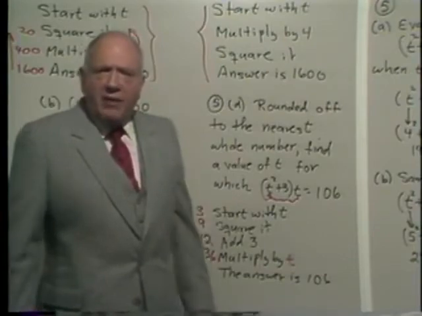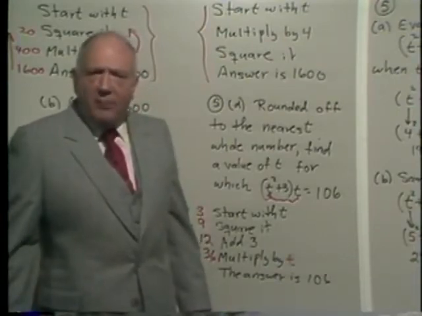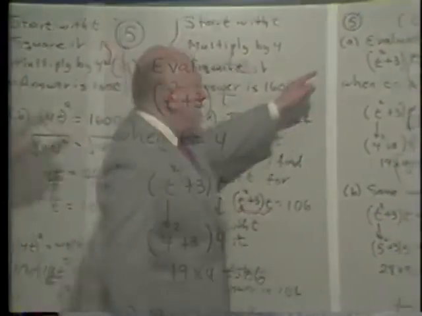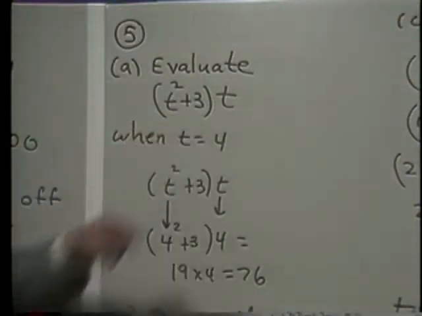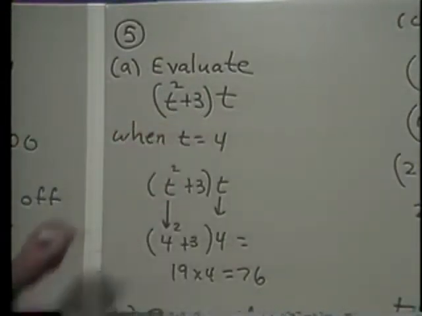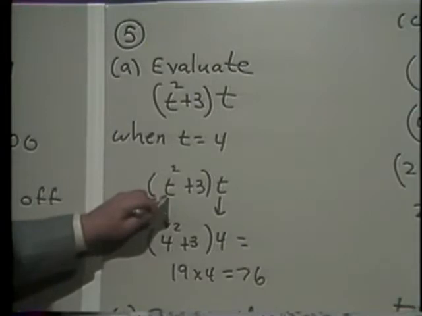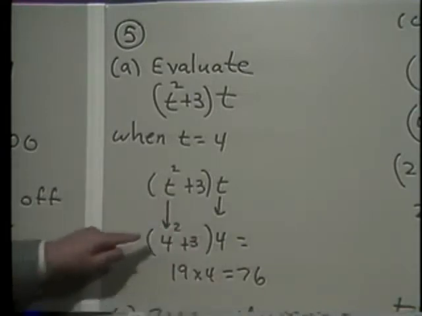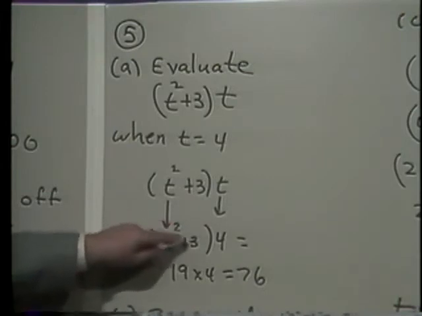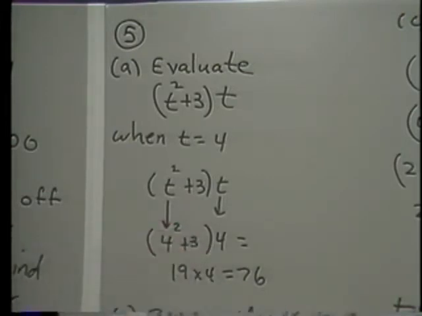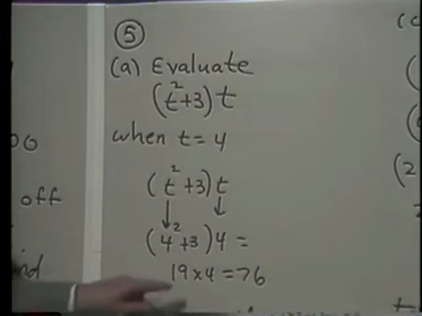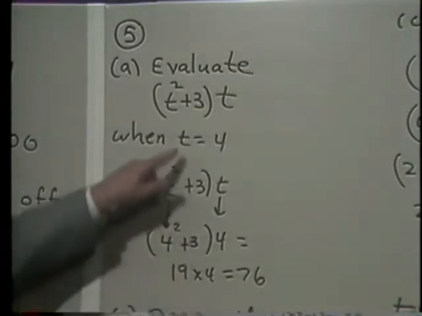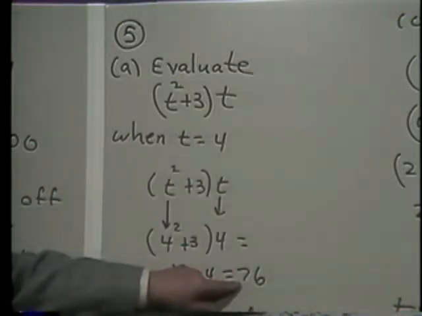And by the way, that's basically what parts A, B, and C are all about. In fact, I just did part A. Part A says evaluate t squared plus 3 times t when t is 4. And all that means is every place you see a t, replace it by 4. And isn't that what I just did? 4 squared is 16, plus 3 is 19, times 4 is 76. And what does that tell me? That when I try t equals 4, I get 76.